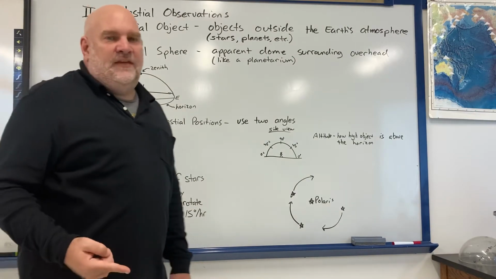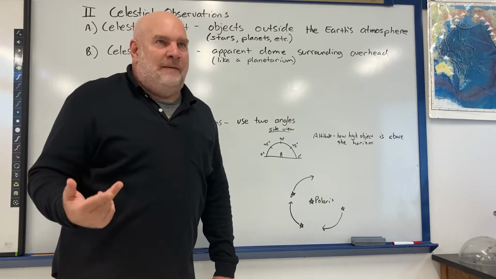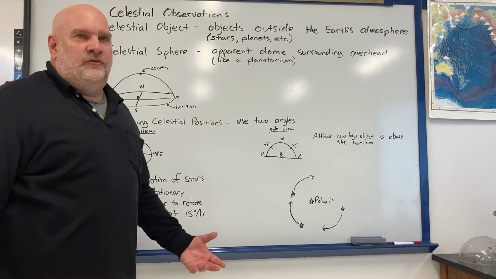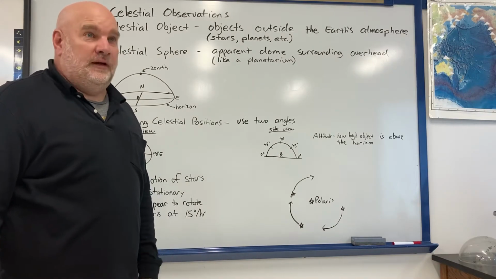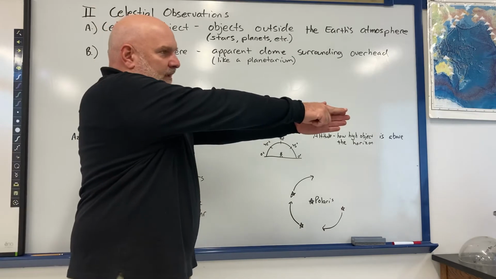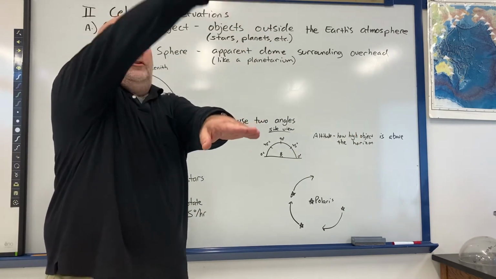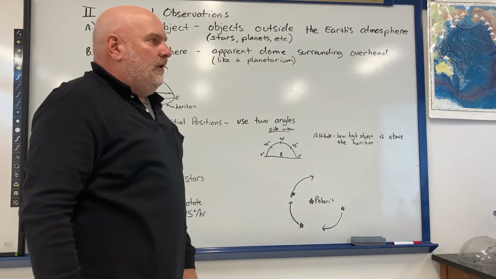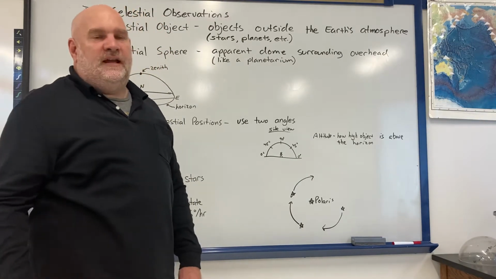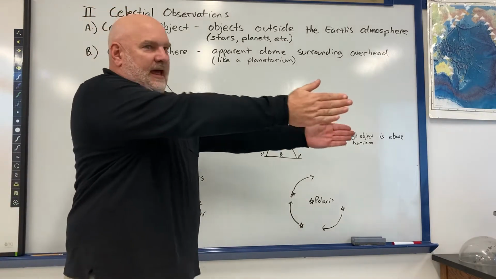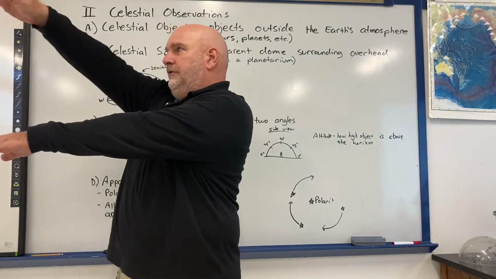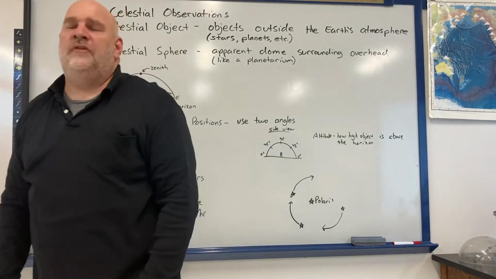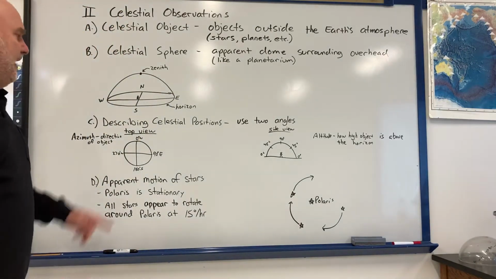So if I was trying to describe the location of a star and I said it had an azimuth of 25 degrees and an altitude of 40 degrees, azimuth 25, altitude 40, that'd point to a particular spot in the sky. Or if the azimuth was 150, altitude 30, that'd point to a spot right there in the sky.